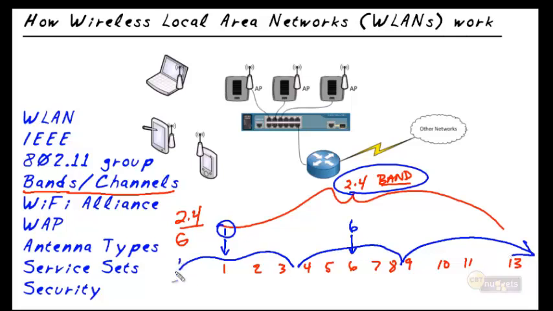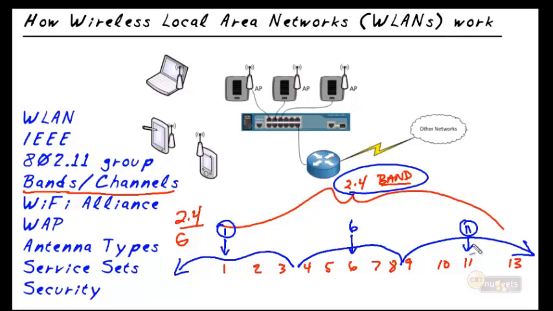I'll put an arrow there. And that would be channel 11. The way that you can avoid overlapping with anybody else in the 2.4 gigahertz range is simple. First of all, do a site survey, meaning find out what else is on the network. We'll take a look at that together. And then choose a channel that is not overlapping with them.